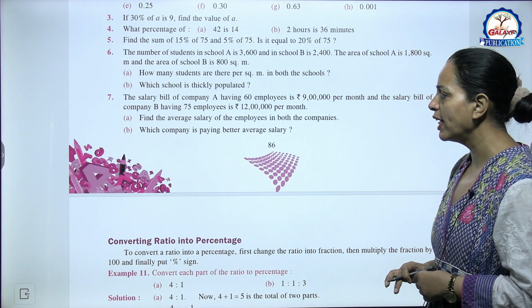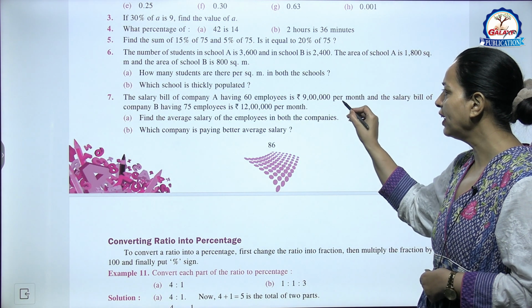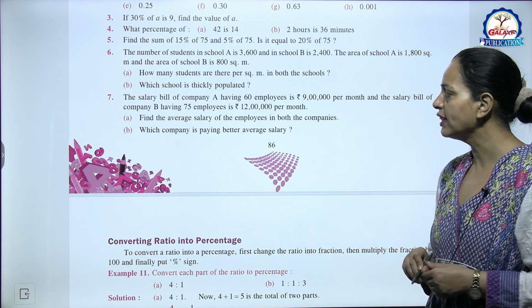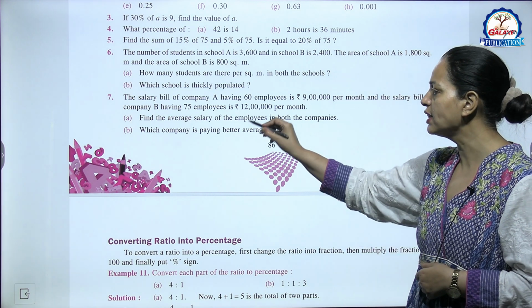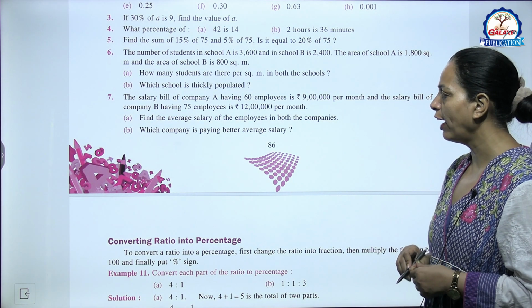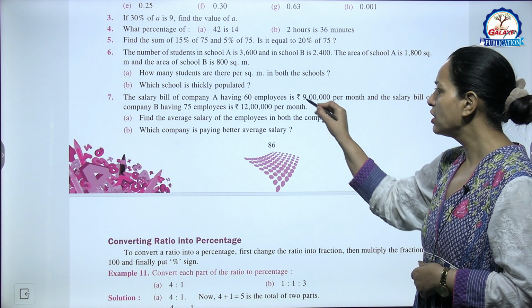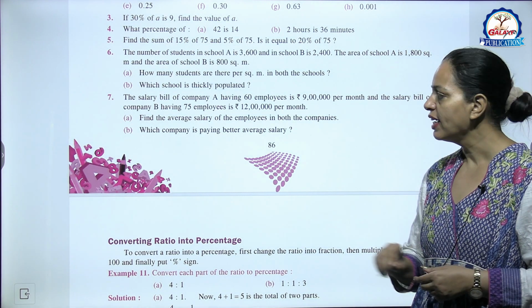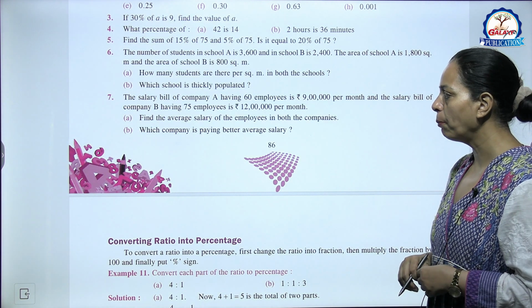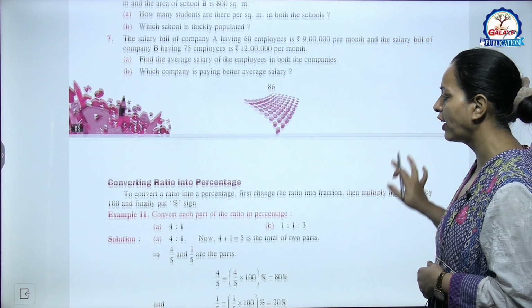The seventh one, the salary bill of company A having 60 employees is rupees 9 lakh per month, and the salary bill of company B having 75 employees is rupees 12 lakh per month. A part, find the average salary of the employees in both the companies. So what to do? Divide this total by 60 and divide this total by 75. Now B part, which company is paying better average salary? You just compare it and then find out.